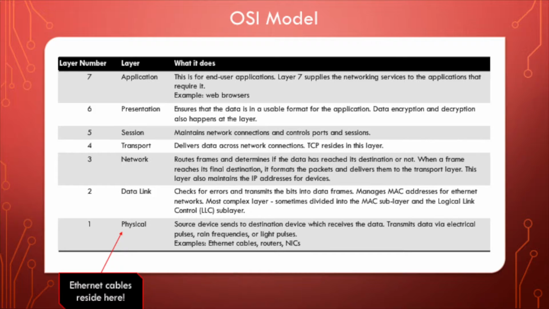Something else to know is the OSI model. Now I'm not going to go over the whole OSI model, but you should learn it, especially if you're interested in networking. However, since we are talking about Ethernet cables, you should know that they belong in layer 1, which is the physical layer, where computers, servers, and VoIP phones also reside.